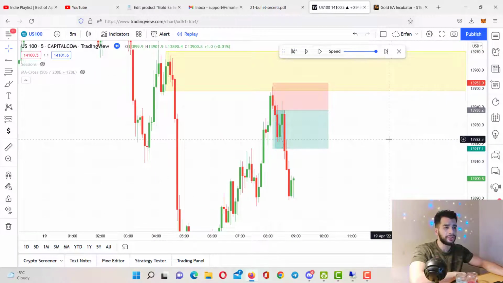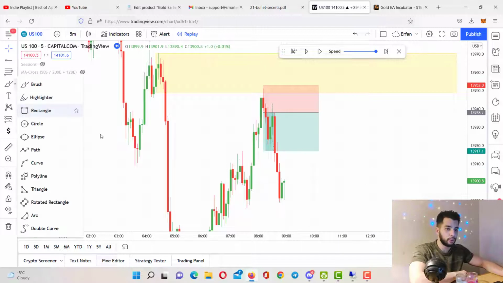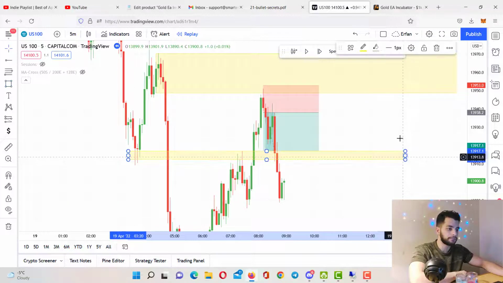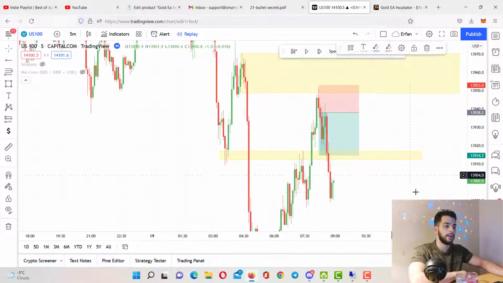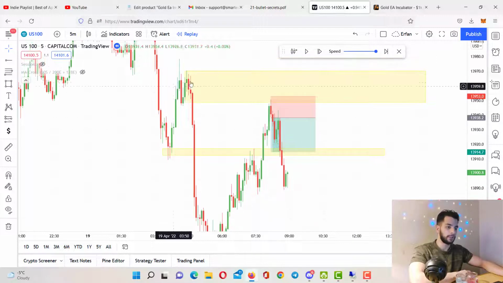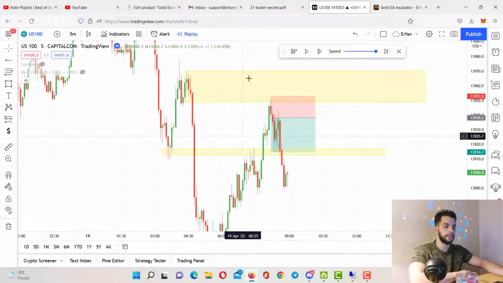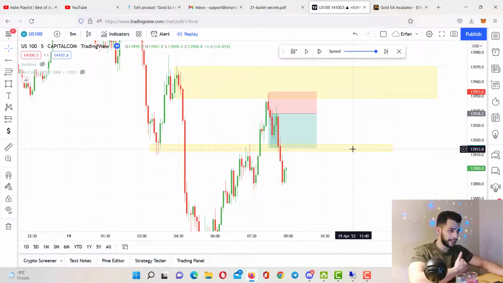I personally don't want to leave a runner all the time. If I feel good about something, then I would do it, but since we have this support level from here to here, that's why I wanted to close my trade somewhere around here, and I did it. It was a really good risk reward ratio. It was a very clean one. The order block was really clean, the structure was really clean, the 15-minute demand zone got respected, everything was really good, and it went smoothly.